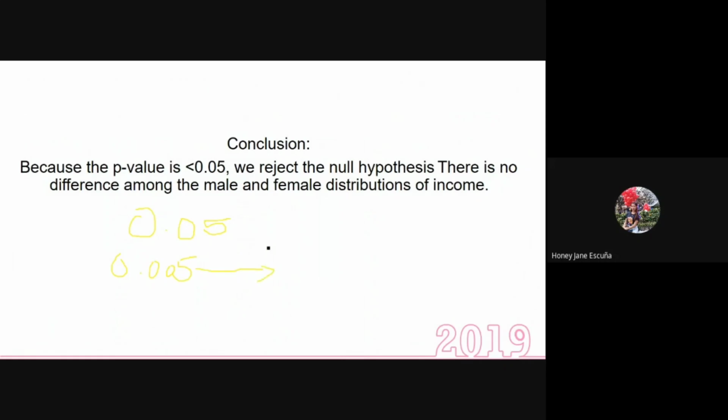So because the p-value is less than 0.05, we reject the null hypothesis, which is that there is no difference among the male and female distributions of income.